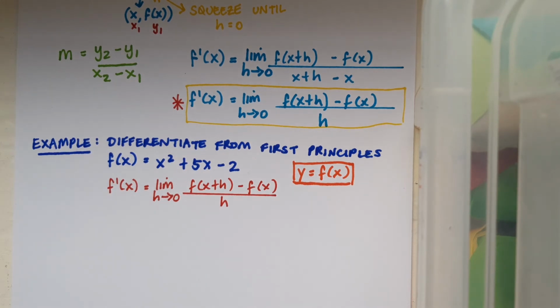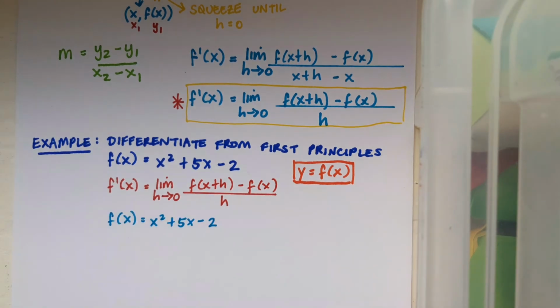I'm going to first of all make a note of f of x. That's what they gave me in the question. Then I'll make a note of f of x plus h. I'll do any tidying up that's necessary, and then I'll fill it into my calculation. So f of x is just exactly what I was given, x squared plus 5x minus 2.